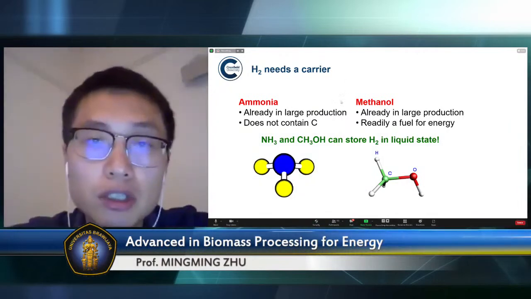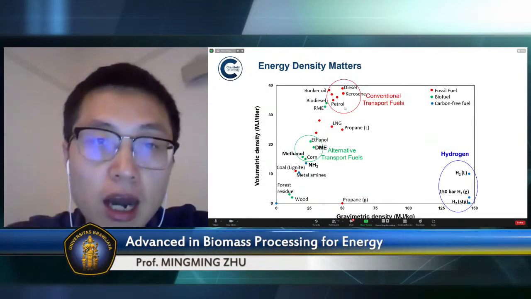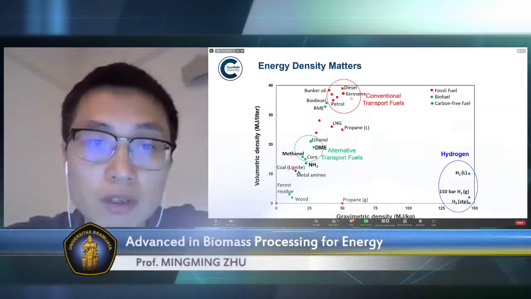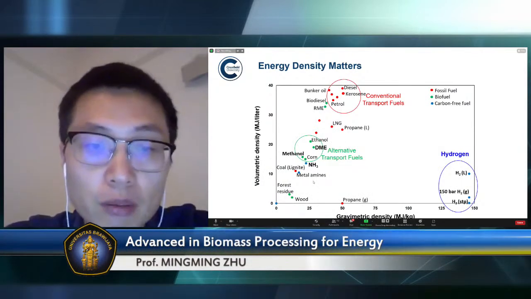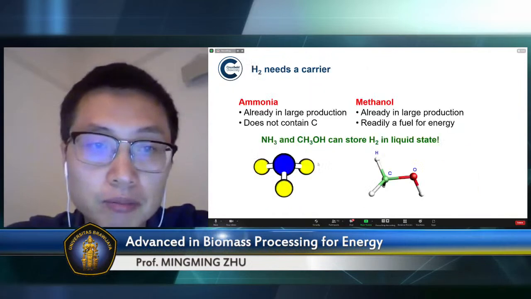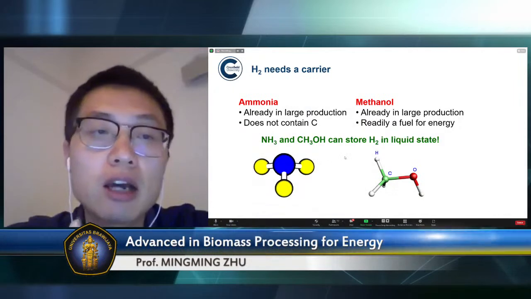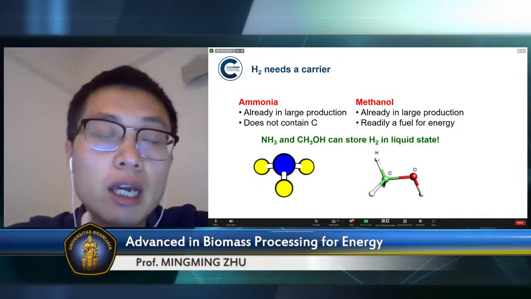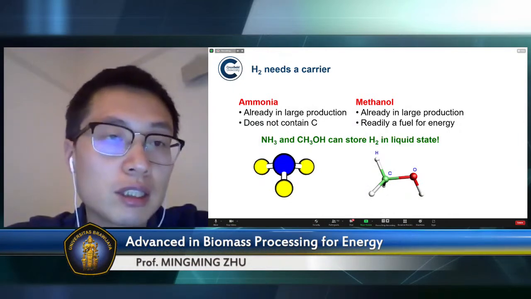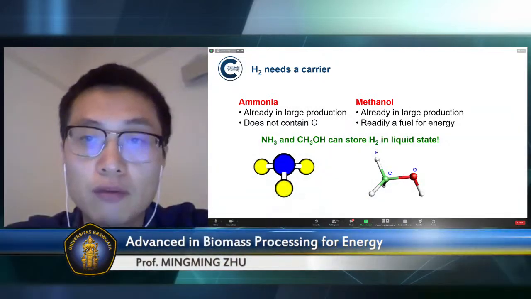so they are reasonably comparable. It's not high enough compared to the current conventional fuels, but it also has a reasonable volumetric and gravimetric density. Most importantly, both ammonia and methanol are already in large production and commercially available. They enjoy a very successful and mature infrastructure, and they can be easily stored as liquid fuels.